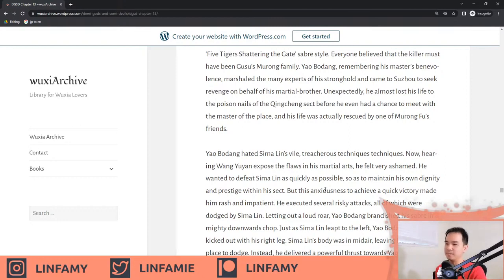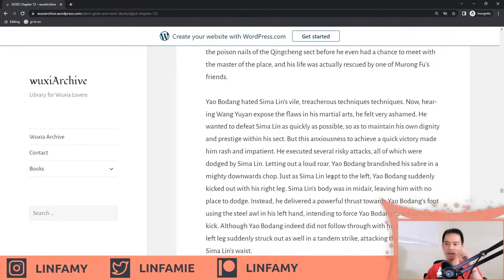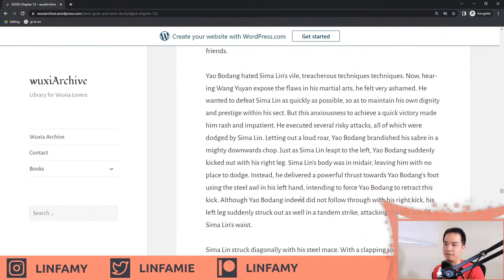He wanted to defeat Sima Lin as quickly as possible, so as to maintain his own dignity and prestige within his sect. But his anxiousness to achieve a quick victory made him rash and impatient. He executed several risky attacks, all of which were dodged by Sima Lin. Letting out a loud roar, Yao Bodang brandished his saber in a mighty downward chop. Just as Sima Lin leapt to the left, Yao Bodang suddenly kicked out with his right leg. Sima Lin's body was in midair, leaving him with no place to dodge.